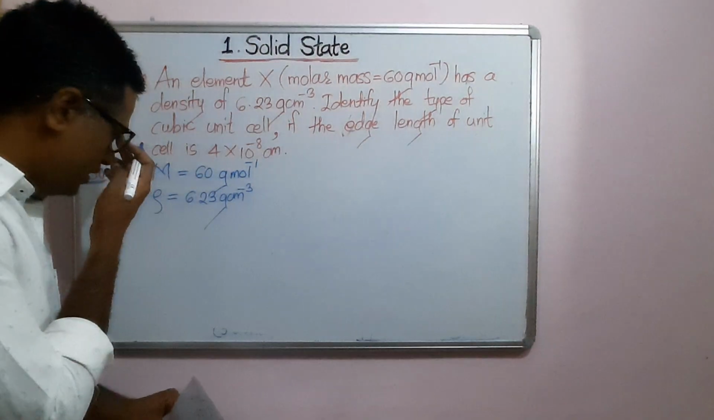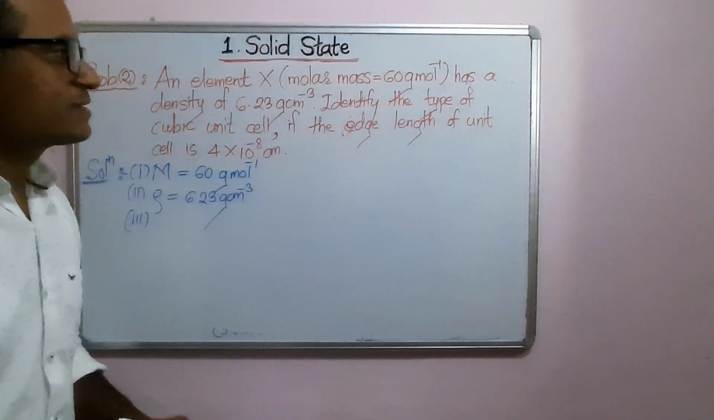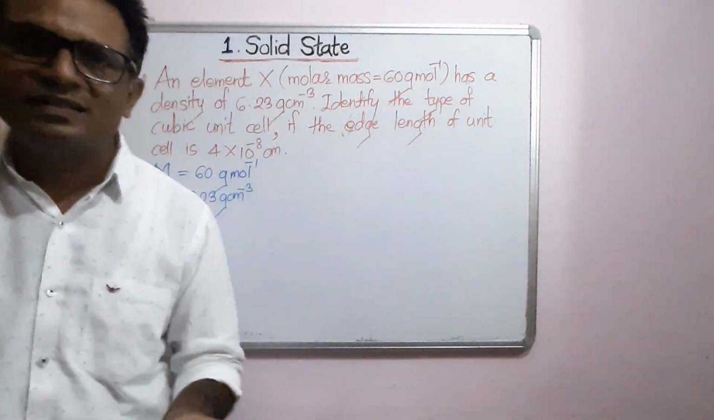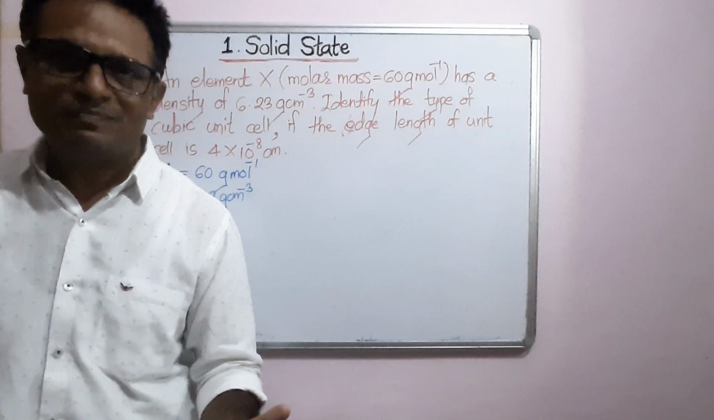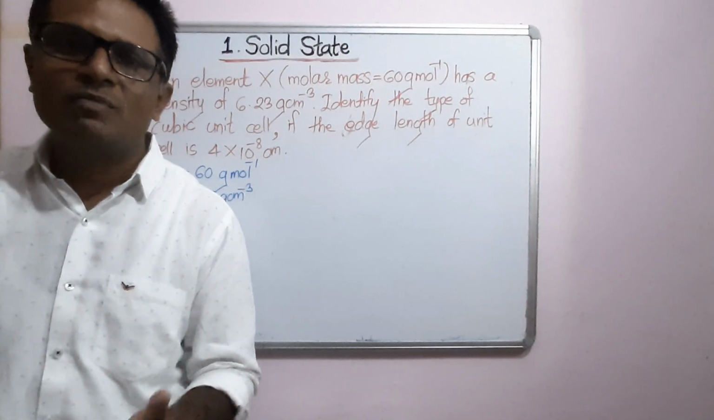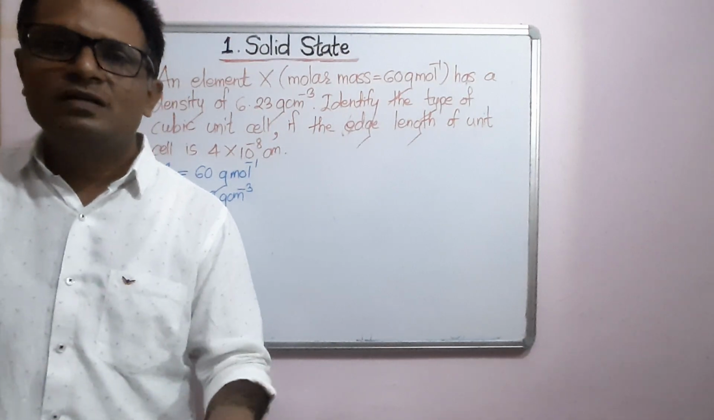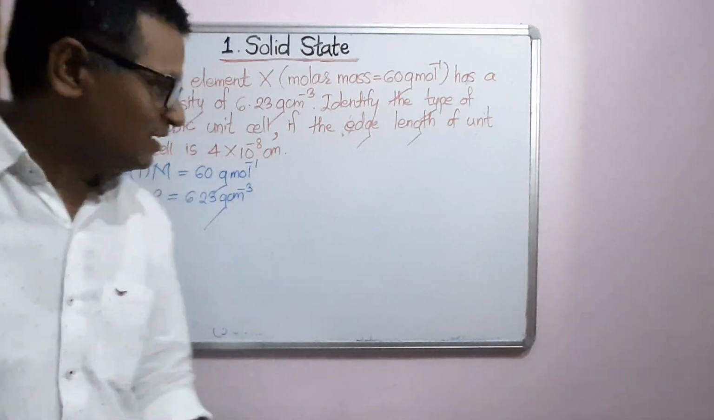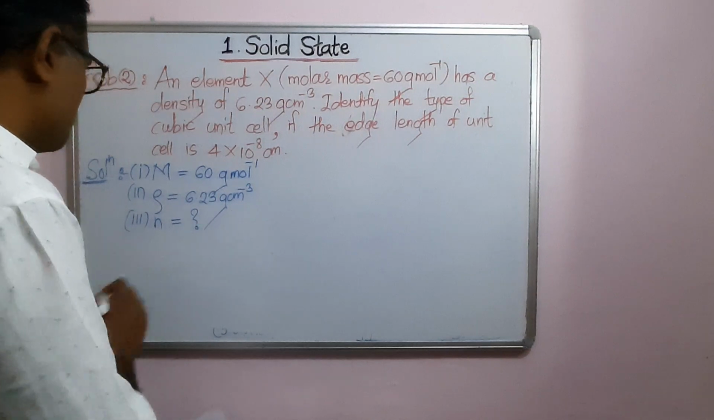Then the third thing: what is the type of cubic unit cell? How do you identify it? Once you get the number of atoms per unit cell, you can identify the unit cell. For example, if the n value comes out to be 4, that means it is FCC. So n is what you have to find out here.